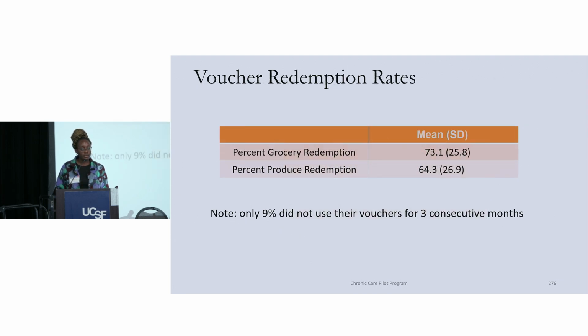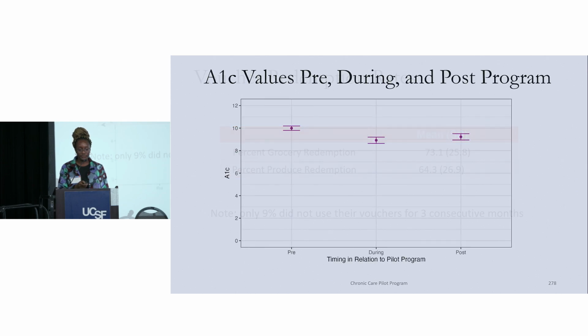So moving into some of the more quantitative results from this project. This table looks at the voucher redemption rates from the program. About 73% of the grocery vouchers were redeemed, and 64% of the produce vouchers were redeemed. And it's important to note that only 9% did not use their vouchers for 3 consecutive months.